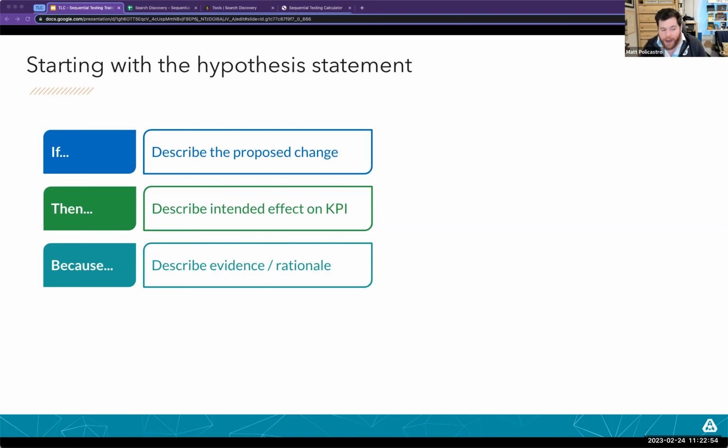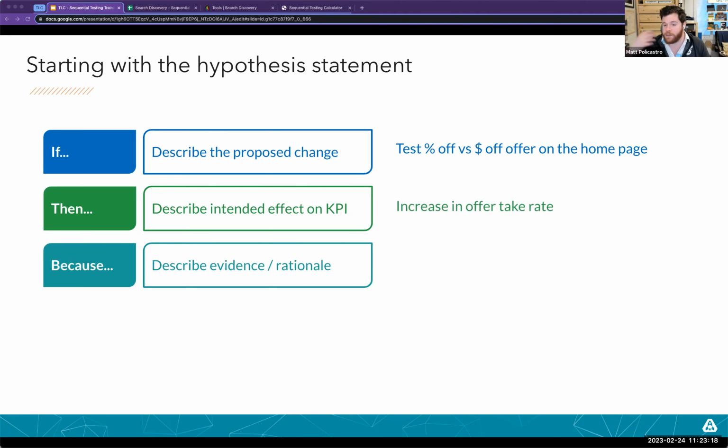So we need to start with a hypothesis statement. We start with an if, a then, and a because. We stitch those together into a nice, concise statement of: if we do something, we expect it to have a certain effect, and why we think that effect is going to take place. So for argument's sake, we're going to test a percentage off versus dollar off offer on the homepage. And we expect this to increase the offer take rate.